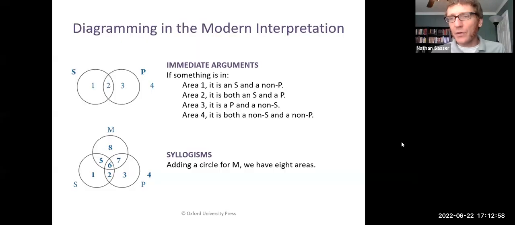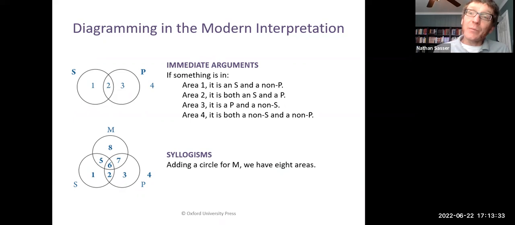All right, this video is on Chapter 6, Section C, on how to diagram categorical syllogisms using Venn diagrams in the modern interpretation. When you're diagramming a single categorical proposition, all you need is two circles. One circle represents the subject term, and the other circle represents the predicate term. It's an immediate argument. You've got these four different sections: here's the S, here's the P, and you've got 1, 2, 3, 4.